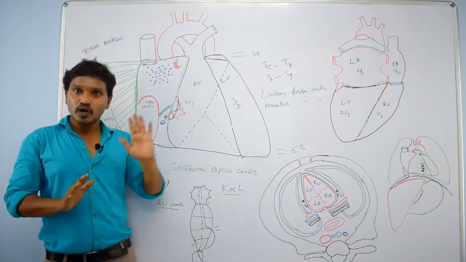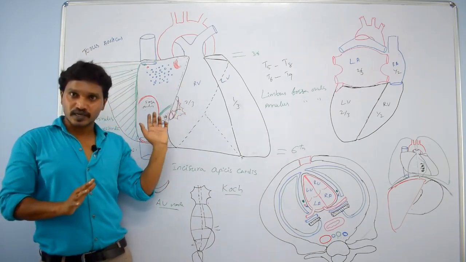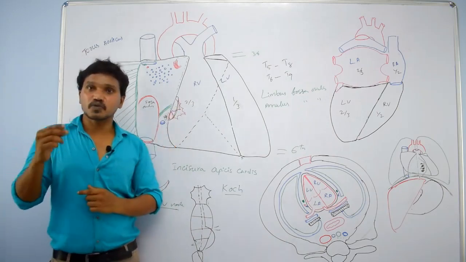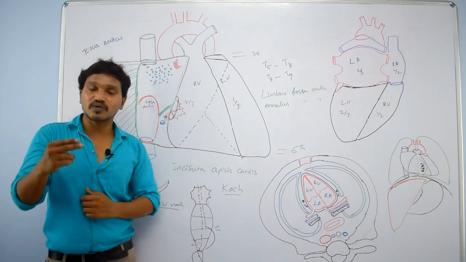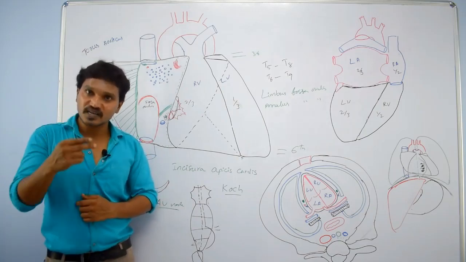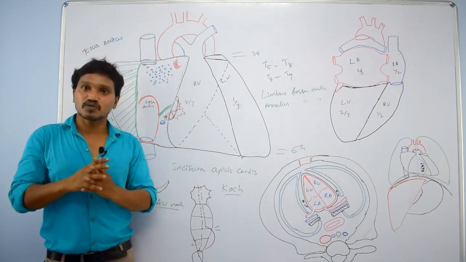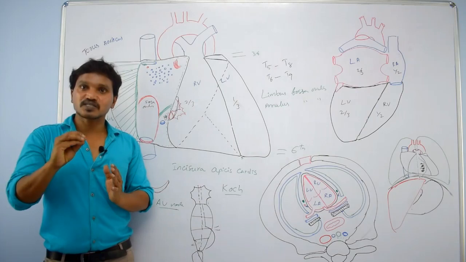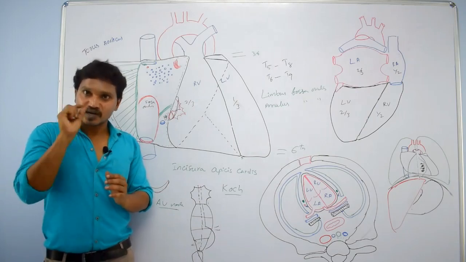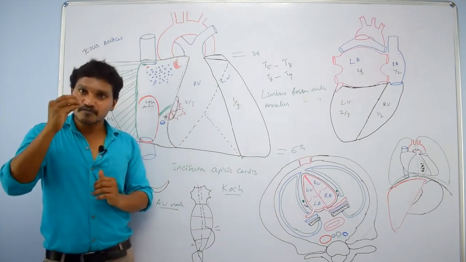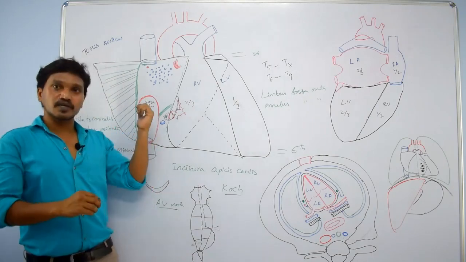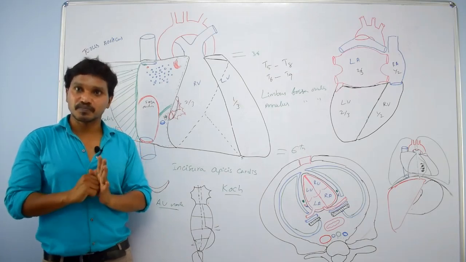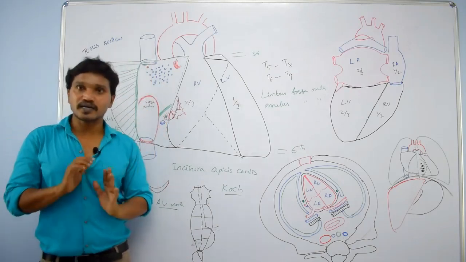Clear? So up to that you have to write. Then if you want to extend a little more, there is a small conical projection from the right atrium, which you call the right auricle. This right auricle also contains a network of muscular ridges. In this area there is a chance of lodging of clots. If these clots dislodge from here, there is a chance of pulmonary embolism. Clear? So that is about the anterior rough part.